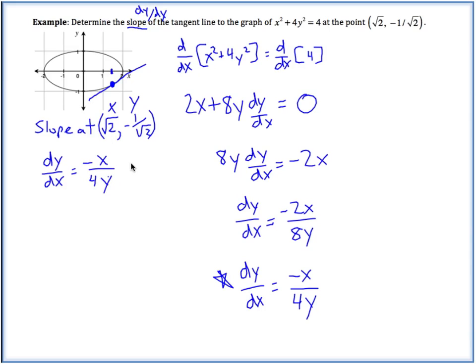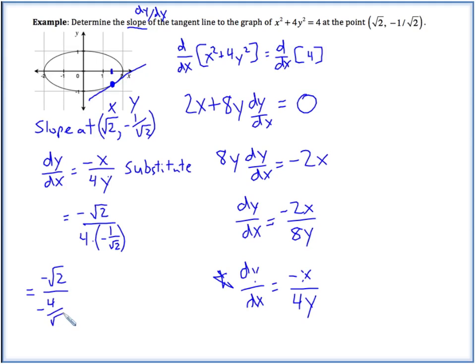And we're just going to substitute our point into this equation. So we get negative square root of 2 over 4 times negative 1 over the square root of 2. Okay, so we'll clean this up a little bit here. So this equals negative root 2 over 4 over negative root 2.